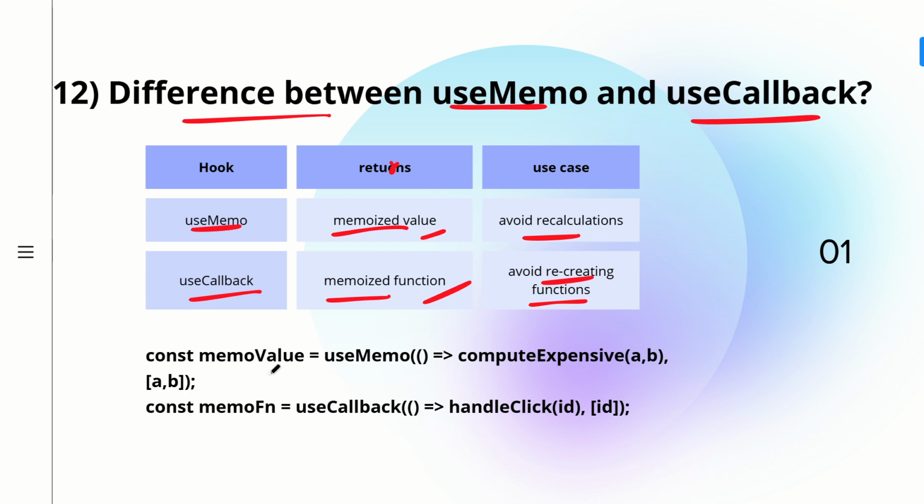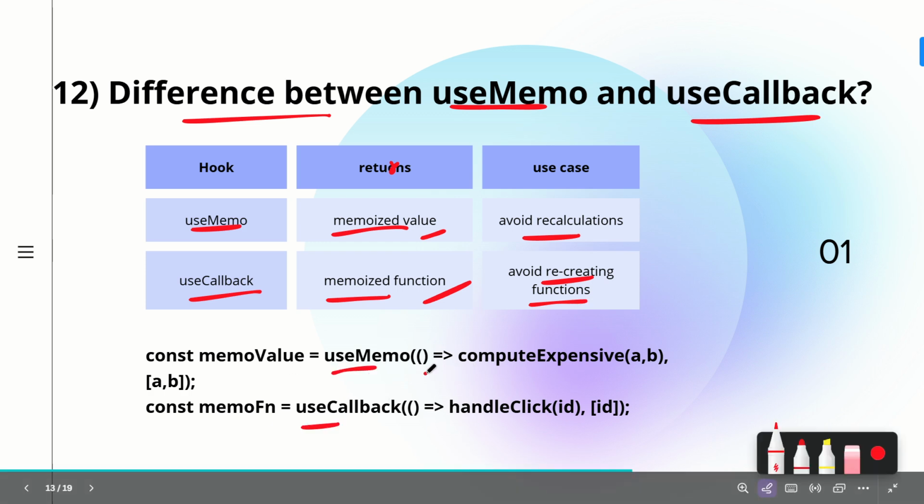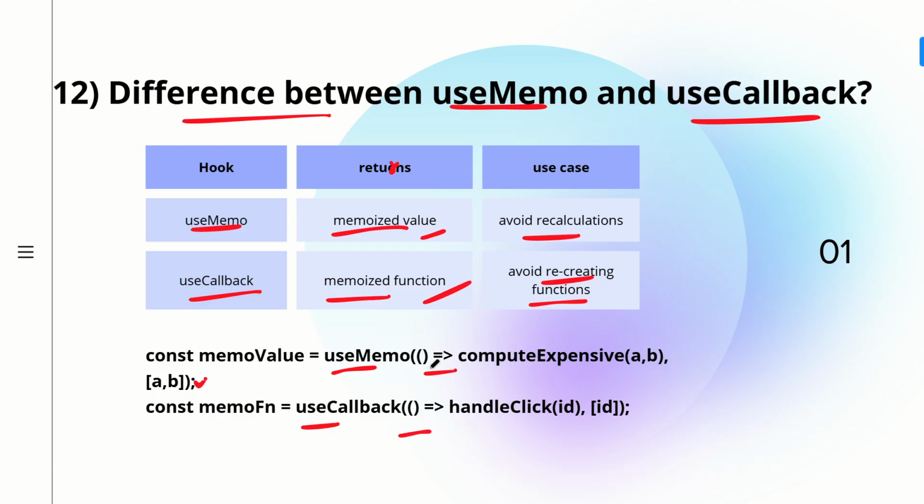So let's see a code example. useMemo and useCallback have similar syntax, where the first argument is your callback function and the second argument is your dependency array. So we will see useMemo first.